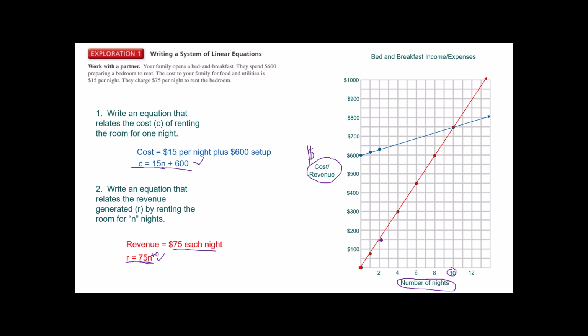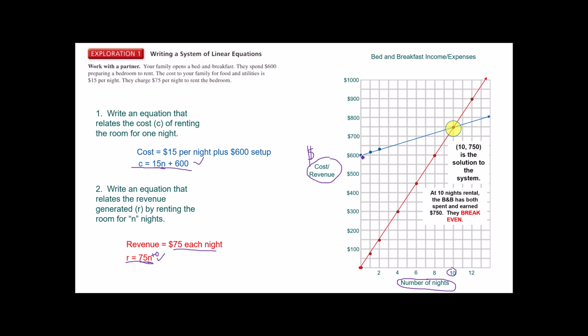Once again, we have an intersection of those two lines. This intersection is (10, 750). It is the solution to our system. But more importantly, it gives us a lot of information about the business that we're in. It gives us a lot of information about the finances of this bed and breakfast, because this is called our break-even point. At 10 nights and $750, we have broken even.